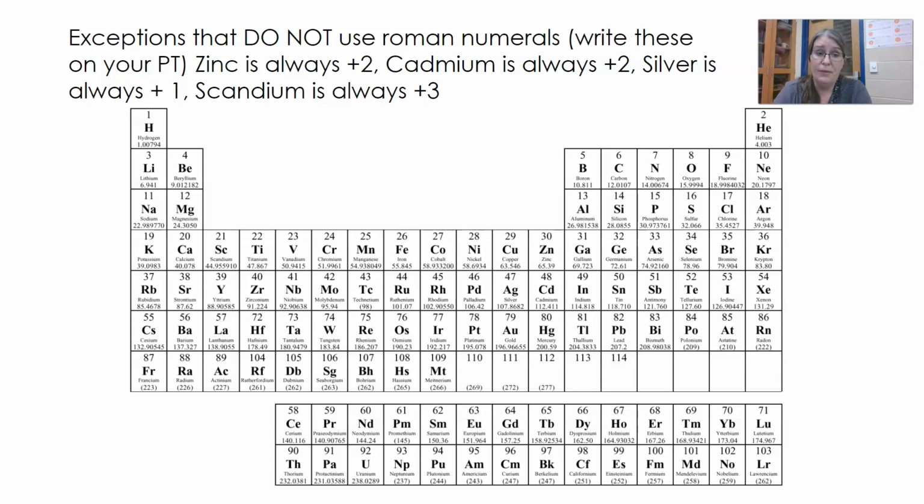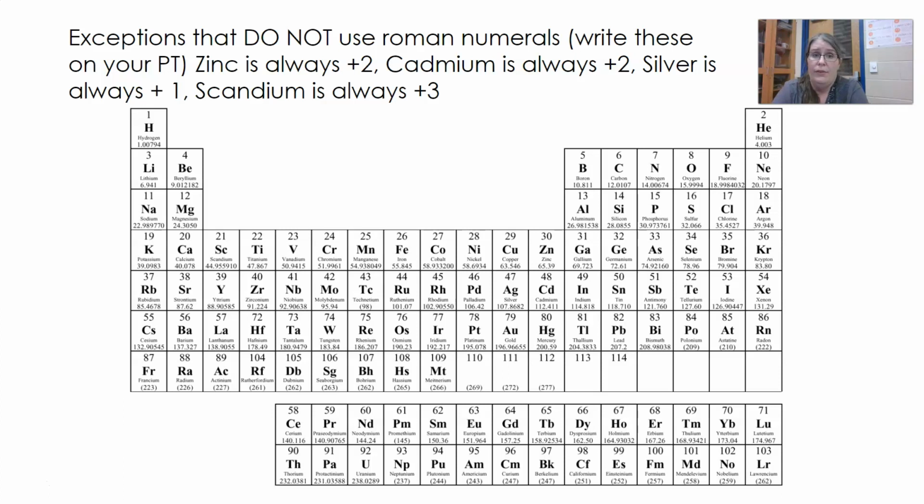And the other one to remember is scandium. Scandium is element number 21. And you can see it's only 3 away from argon. So scandium and yttrium are pretty much always, always +3. Because if I lose those 3 electrons, I get back to argon. And there's no stability advantage to losing just 1 or, God forbid, 2.